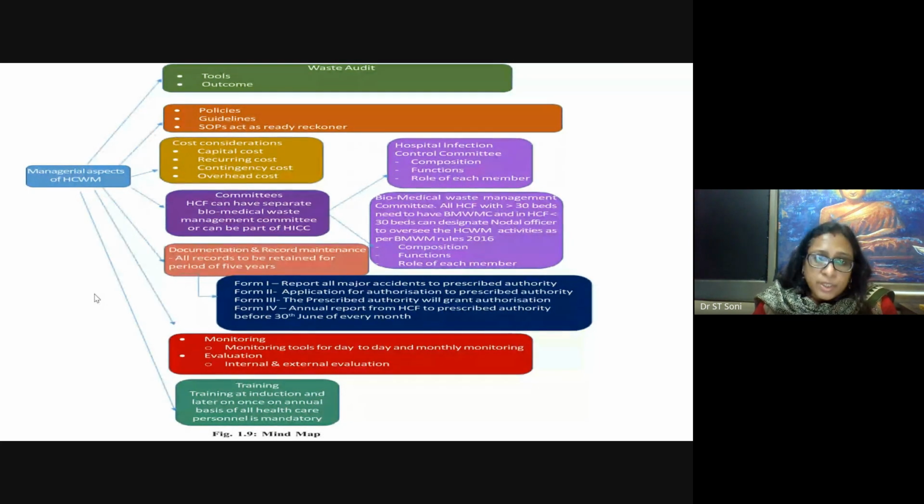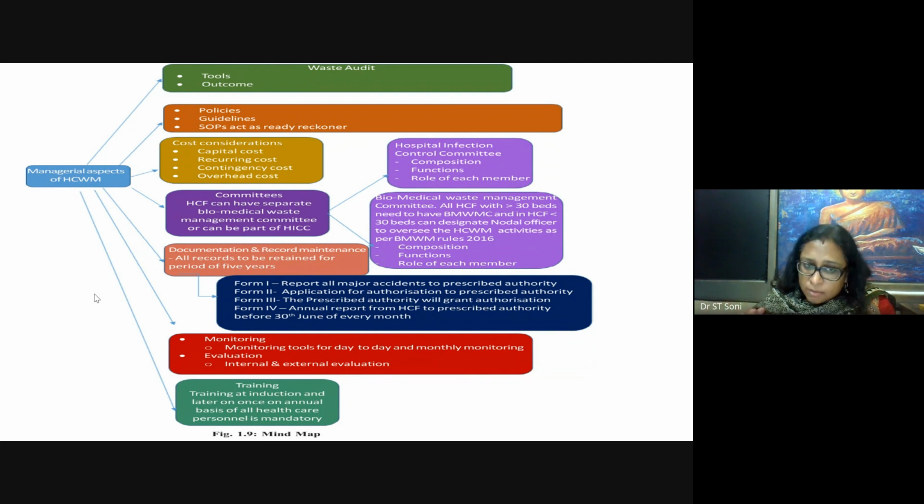Also, for the monitoring of biomedical waste, we need to have two types of committees. If the hospital is more than 30 beds, you can have a hospital infection prevention control committee, which can deal with the biomedical waste as a part of the HICC. Or if the hospital is less than 30 beds, then you need to have a biomedical waste management committee, which is mandatory as per the biomedical waste management rules, along with its functions and composition. Also its documentation, record and maintenance, and all records are supposed to be retained for not less than 5 years.